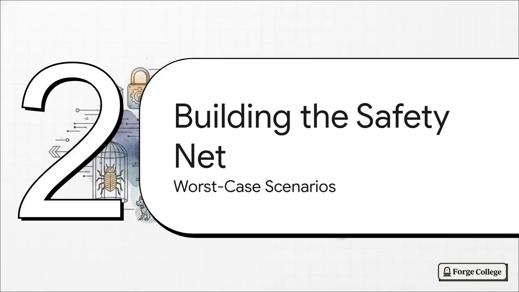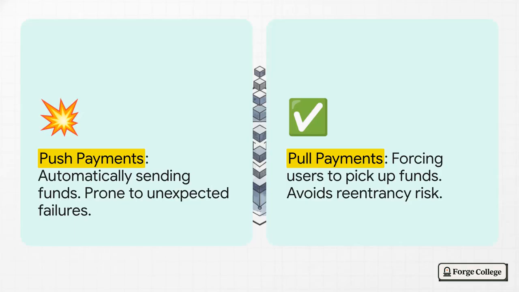Which brings us to section 2, building the safety net, where we plan for the absolute worst-case scenario. See, defensive programming isn't just about building giant walls. It's about building a safety net for when your assumptions inevitably shatter. And the most critical place for that net is how we handle moving money, the highest-stakes gear in our vault.